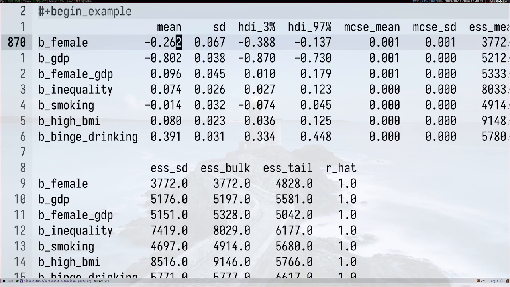So for low values of GDP, this value is about 0.26. But when we start to increase GDP, this value basically becomes smaller and smaller. So that's the interaction effect. It's positive, meaning that as GDP increases, the negative effect of gender on mortality is decreased in absolute value. So it becomes closer to 0 basically.